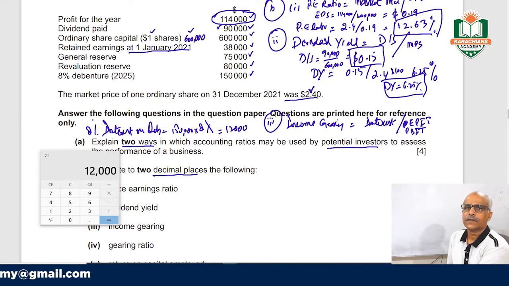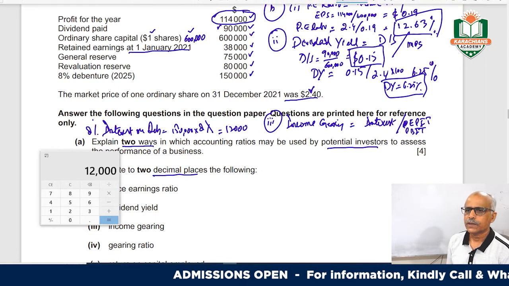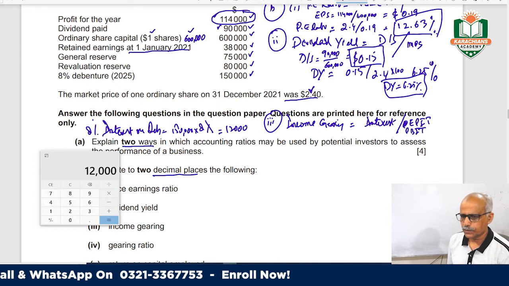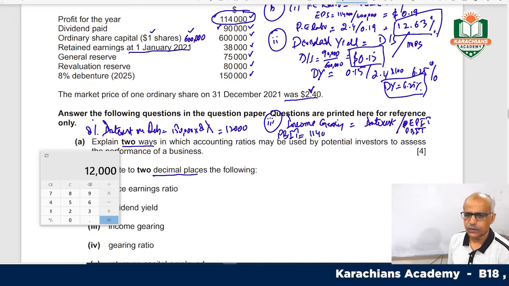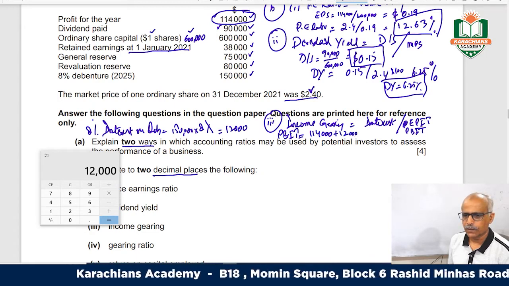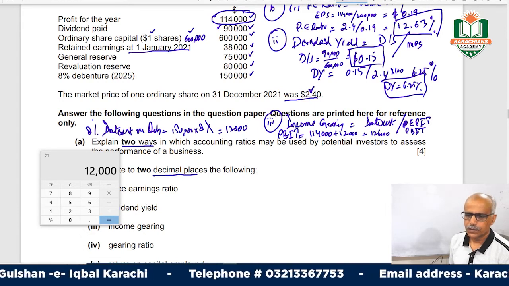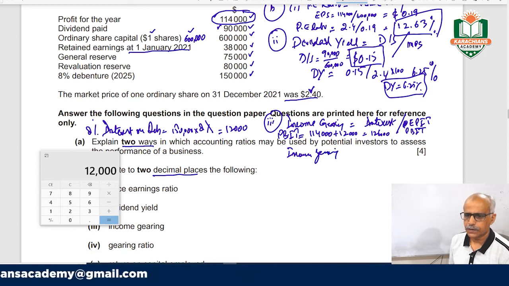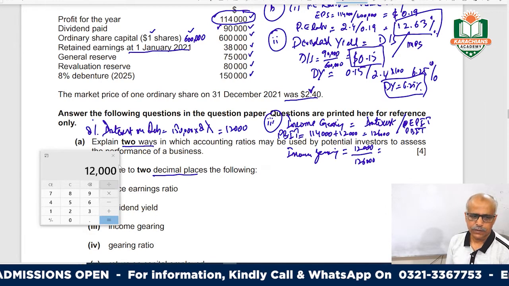So this we have arrived at after deducting the interest. If we want to arrive at the profit before interest, we have to add this back. So profit before interest and tax: 114,000 is the profit, you already have deducted 12,000 from this, so this will be 126,000. Okay, interest we have, then income gearing will be equal to interest, which is 12,000, and this is 126,000.